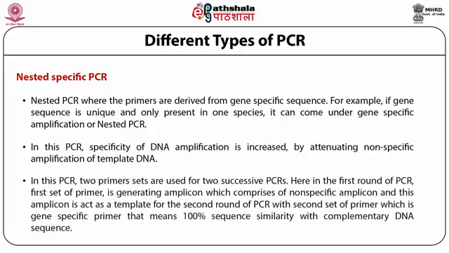In this PCR, two primer sets are used for two successive PCRs, where the first round of PCR, the first set of primers, generates an amplicon which comprises non-specific amplicon, and this amplicon acts as a DNA template for the second round of PCR with the second set of primers, which is the gene specific primer. That means the primer has 100% sequence similarity with the complementary DNA sequence.